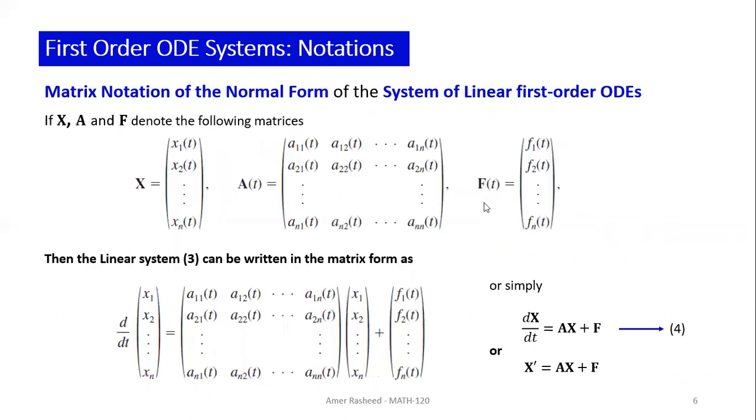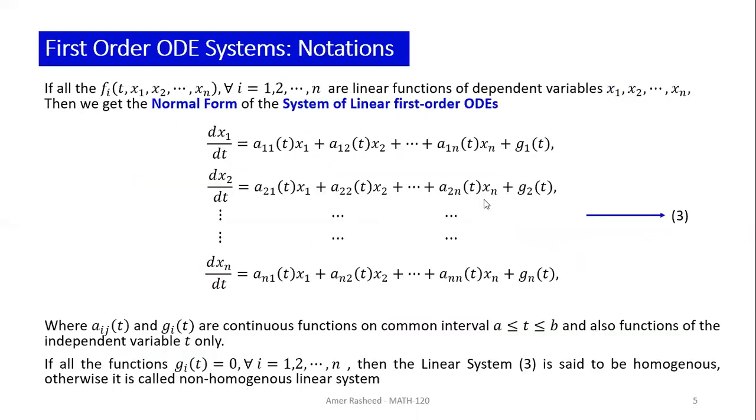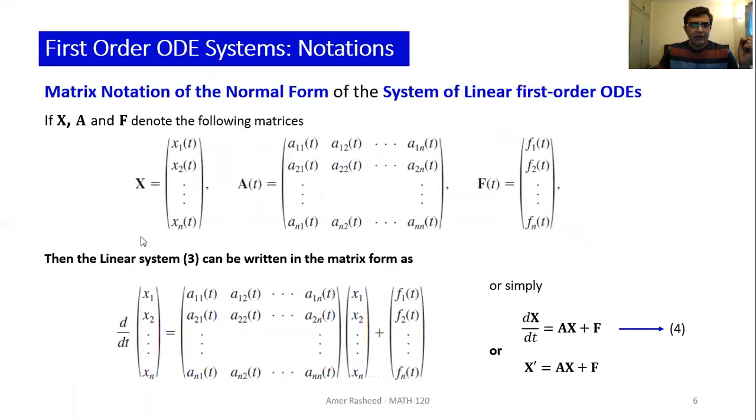Now, this system can be written in the form of a matrix. We assume that the x vector is this one: x1(t), x2(t), up to xn(t), and A(t) is a matrix, which is basically the matrix of coefficient functions.